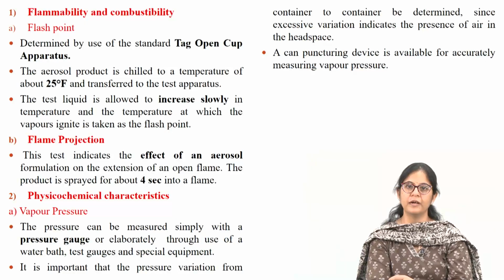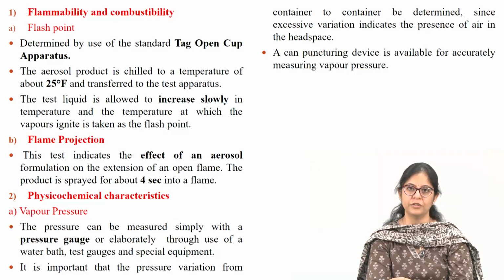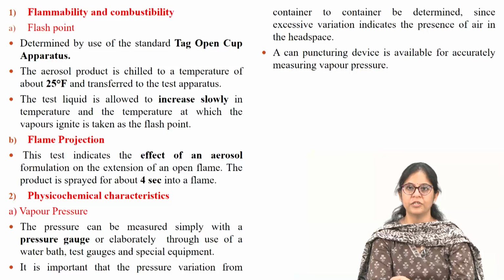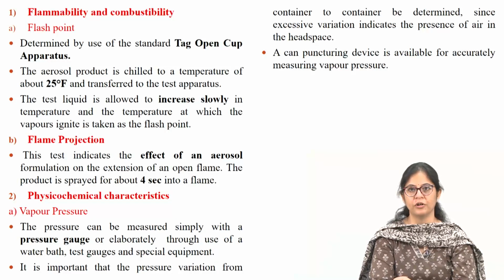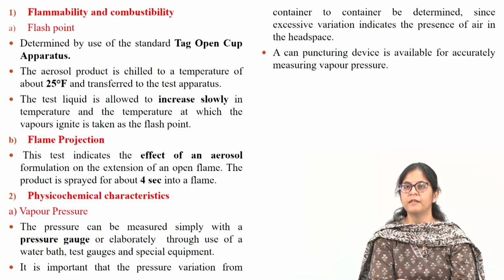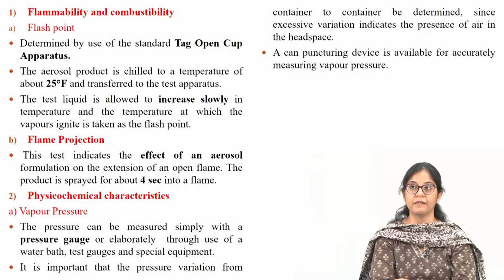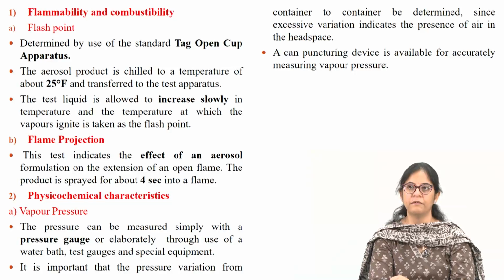Physicochemical characteristics: the vapor pressure is measured. The pressure can be measured simply with a pressure gauge or elaborately through use of a water bath, test gauges and special equipment. This is important to measure so that the pressure variation from container to container can be determined, since excessive variation indicates presence of air in the headspace. A can puncturing device is available for accurately measuring vapor pressure.